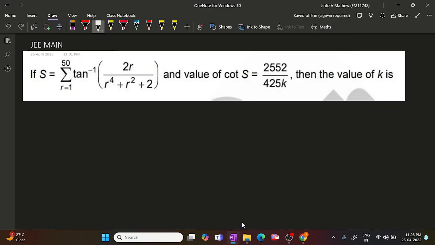Let us solve this question. The key idea of this problem is telescopic series.